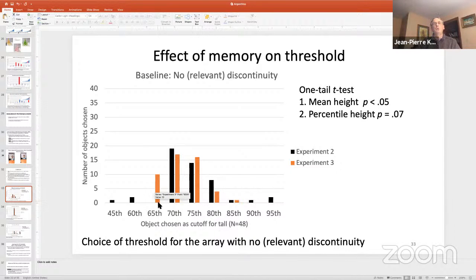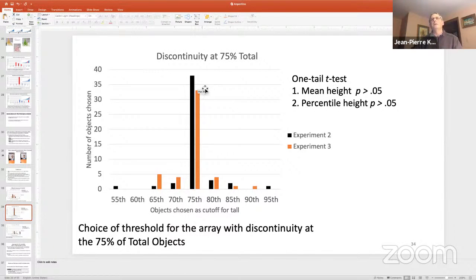Look at the number of people who chose the 76th percentile object as threshold when the objects are presented sequentially and when the objects are not presented sequentially. There is no effect here simply because the 75th percentile rules the day. There are so many participants who chose the 75th percentile that there is not enough variation outside of that 75th percentile to have a significant effect on a lowering of the threshold.